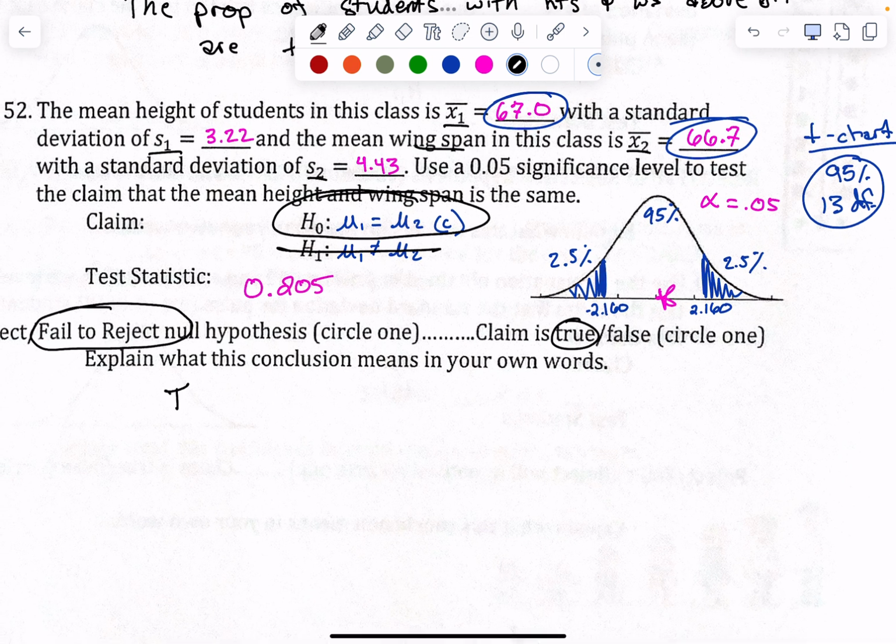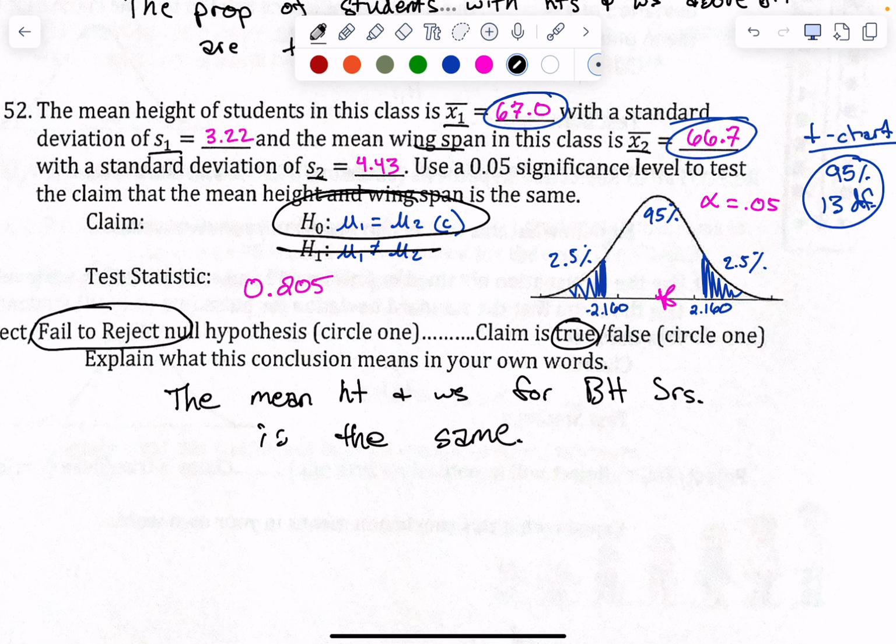Use a significance level to test the claim that the mean height and wingspan is the same. The mean height and wingspan for Blue Hill seniors is the same. Yeah? 66.7 and 67 are close enough to be the same. The mean of Blue Hill seniors' height and wingspan is the same. Yep.